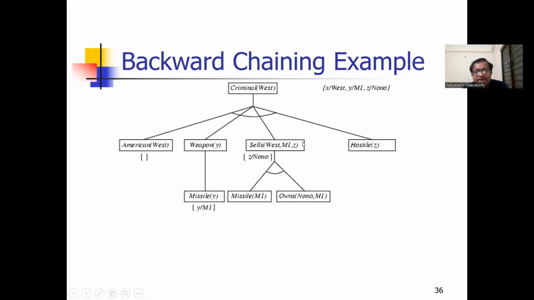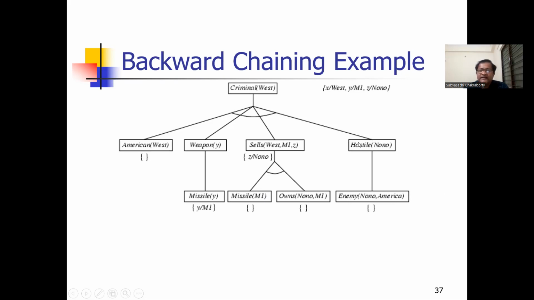West sells M1 to Z. It is true when these two sub-parts on the left side, two literals, M1 is a missile and Nono owns M1, are true. Because we know all the missiles are sold by West to Z and Z is Nono. So we have Z/Nono. These two sub-assumptions have to be true. And as for hostile, Nono is tagged as hostile, which is whichever is enemy of America. So hostile is true, and that reversely implies that Nono is an enemy of America.